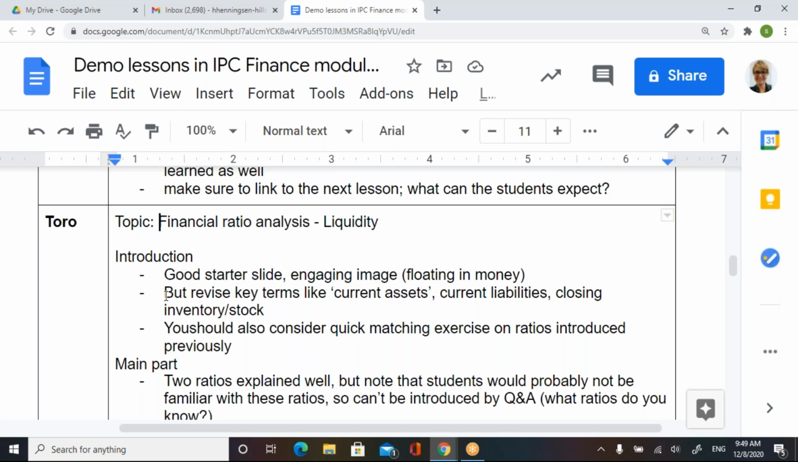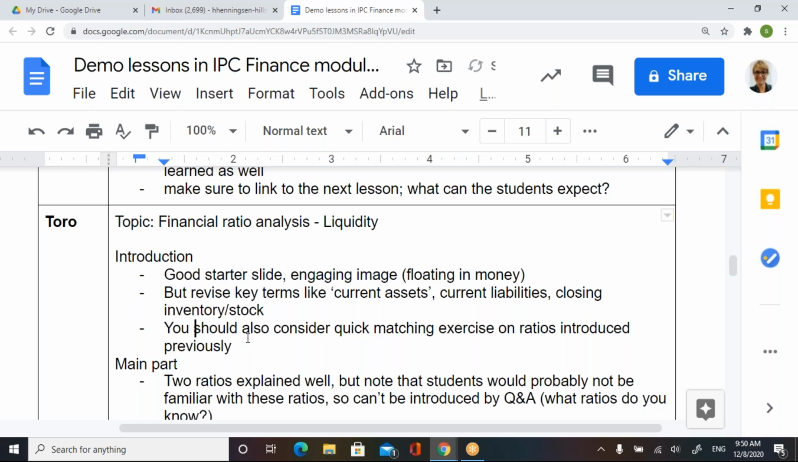What I thought at the beginning, I think you went straight into it, didn't you, Toro? So I would advise to revise key terms like current assets, current liabilities, and closing inventory or stock, because those are the key figures that you need for the liquidity ratio. So once again, the students should know these terms because they have already done the end of year statements.